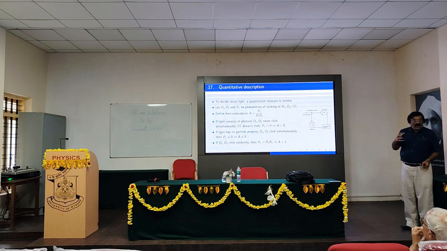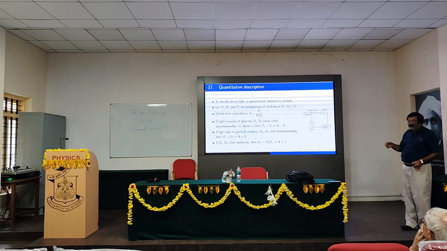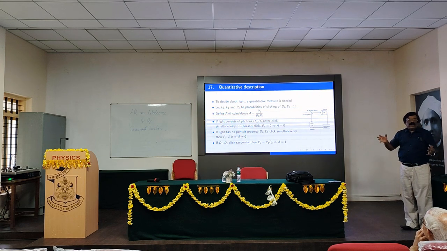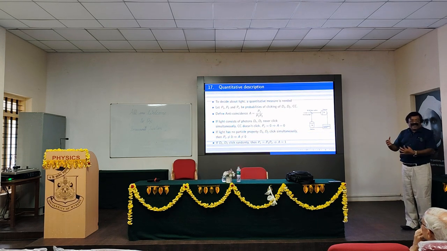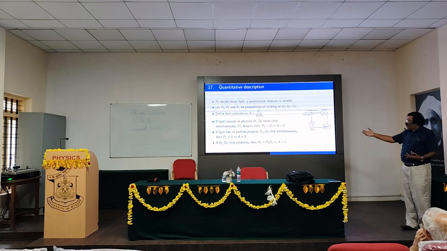So a non-zero value of A supports the wave nature. There is a third property which they have said. Suppose D1 and D2 simply click randomly. Whether there is any correlation between the arrival of light and their clicking, suppose we don't know. We are not very sure about their random clicking, so their clicking is random, say.